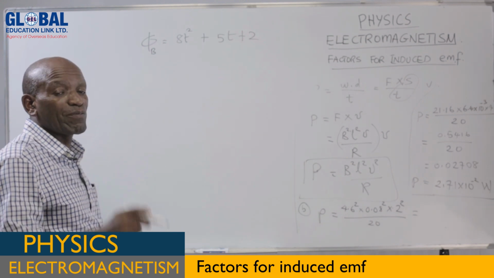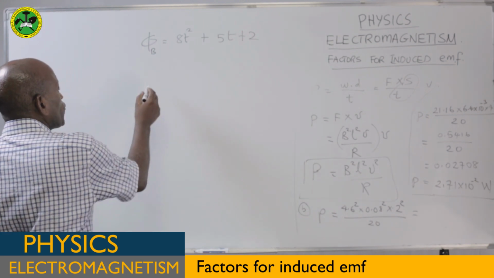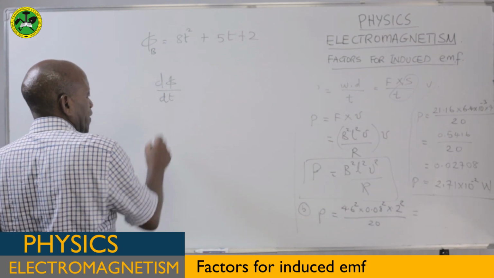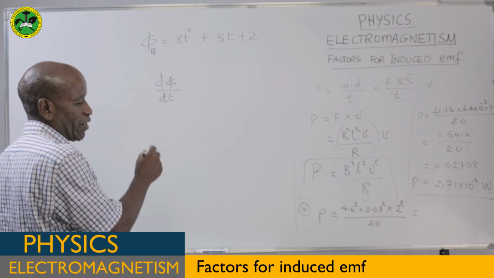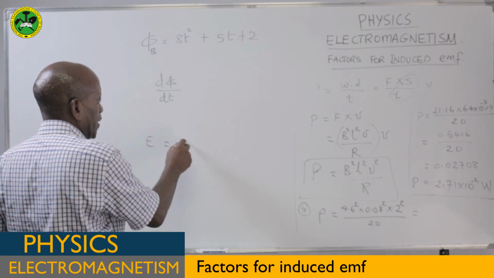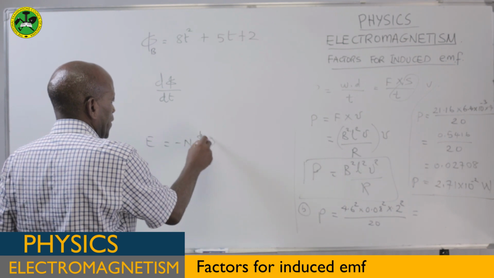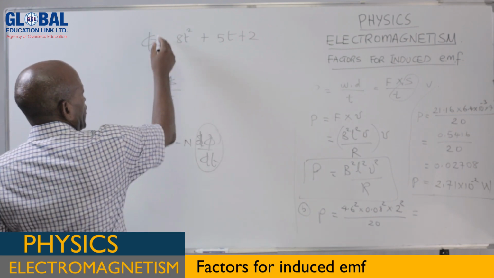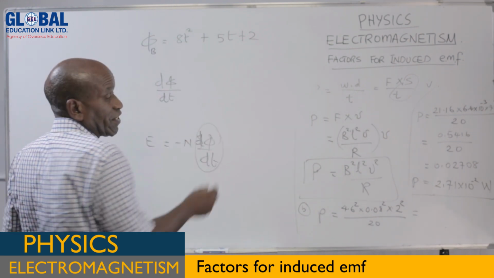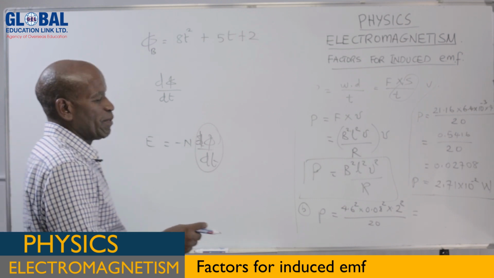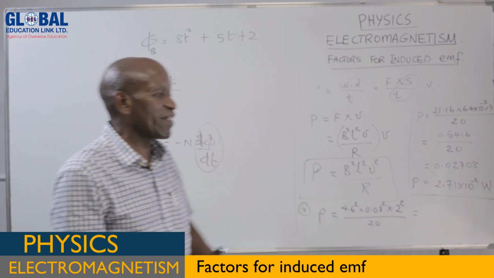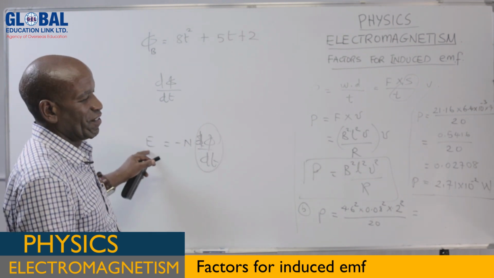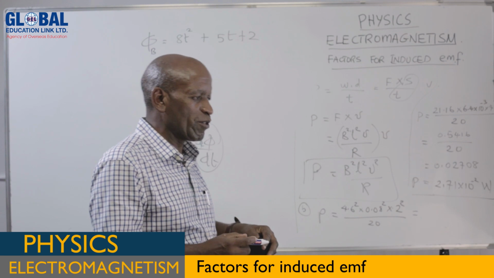So from Faraday's law, you need to know the rate of change of the magnetic flux. I hope you remember Faraday's law, which says that E is equal to minus N d phi dt. You can determine this by differentiating with respect to t, where t is the time. Finally, you substitute t equal to 3 seconds to obtain the induced EMF E. That is very straightforward. I hope, my dear students, you can do it.